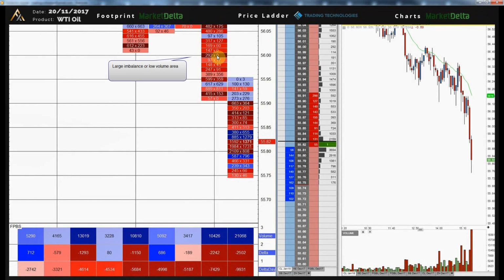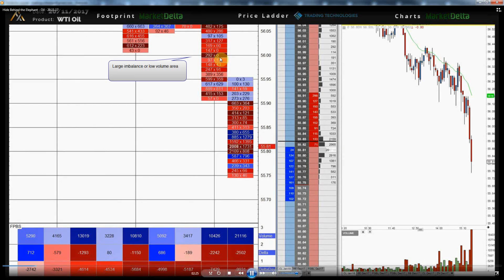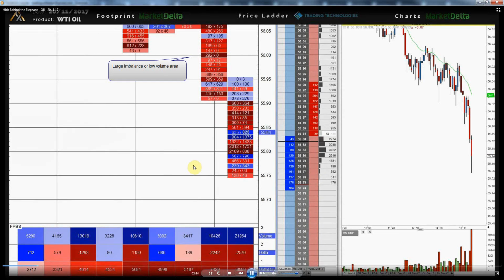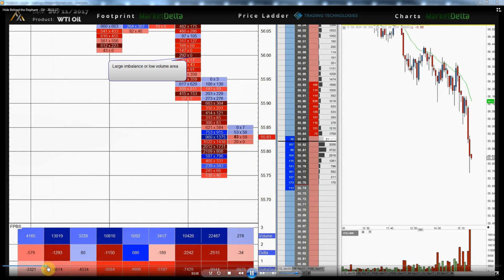Okay, so we've got an imbalance low volume area, which can be a very, very nice target for the elephant trade strategy. So that being said, let's roll the tape a little bit forward. Let's get to that point of the next rotation, and then we can see. Okay, so the next rotation comes in.